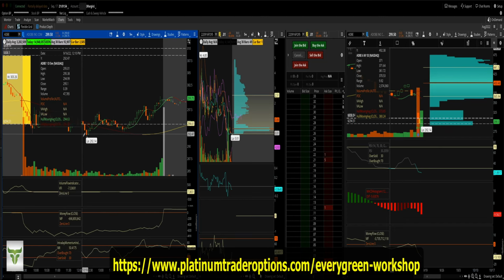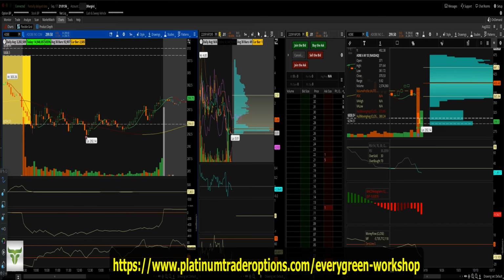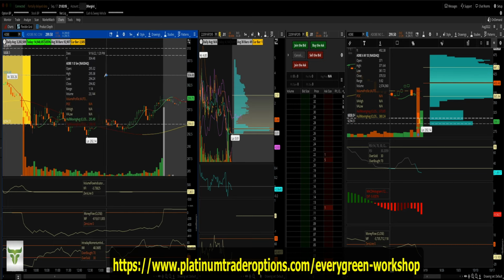So I waited for this move. I waited for this move to come right back up. When this candle hit, because what is this zone right here? Let's go over to the drawing tool.